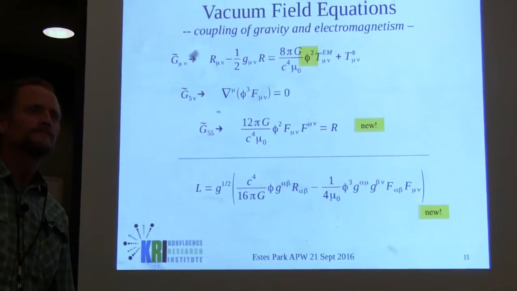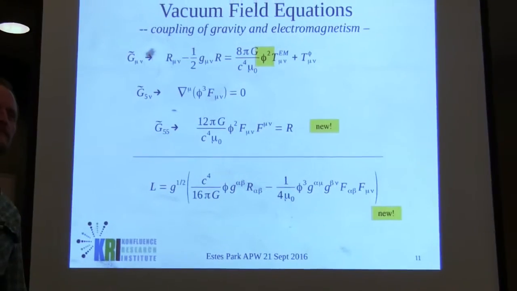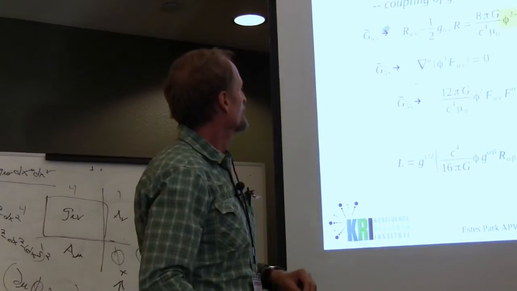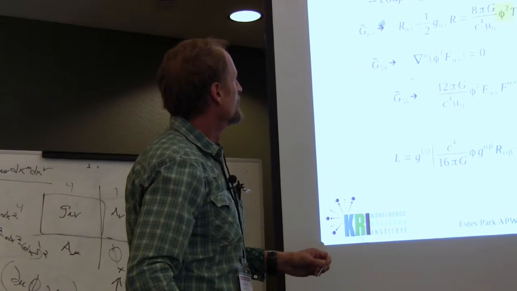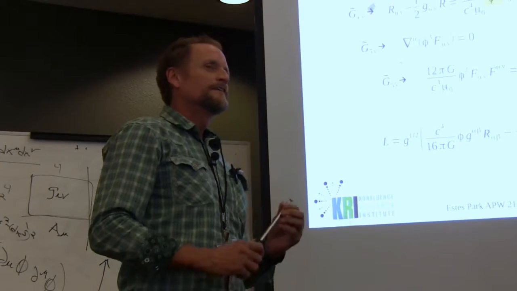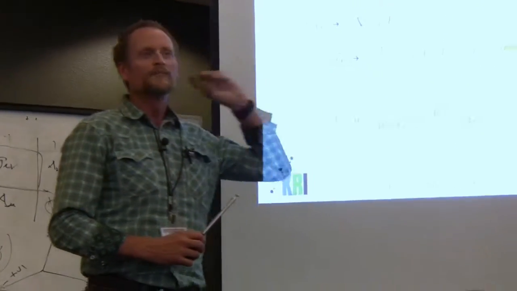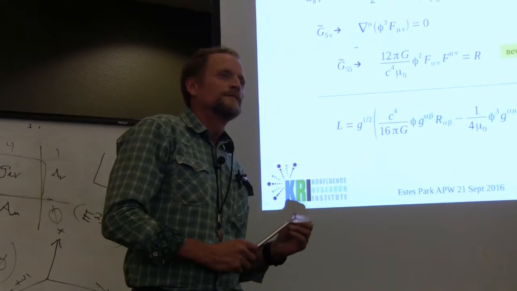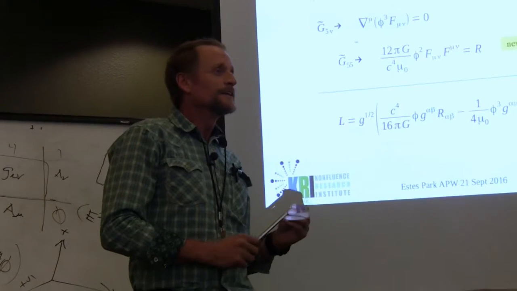So let's just say there is no rest mass and it's more or less coupled to time. What would that phi be then? Would it be one or zero? It wouldn't change it. Its value doesn't depend on whether or not there's a rest frame. I don't think.